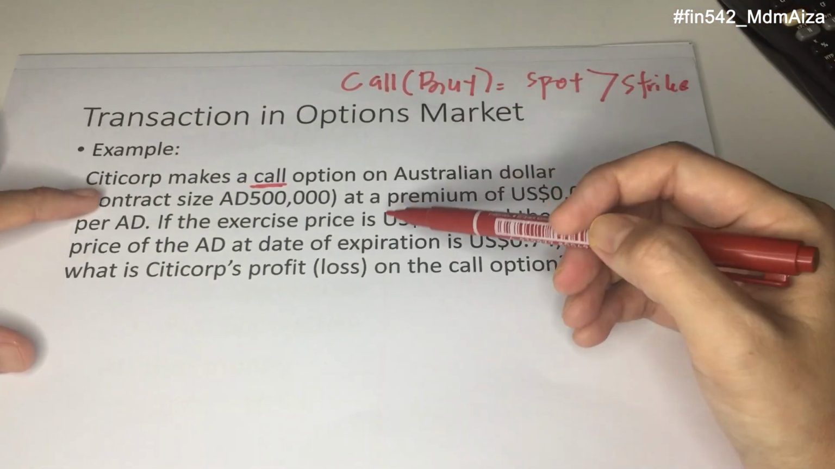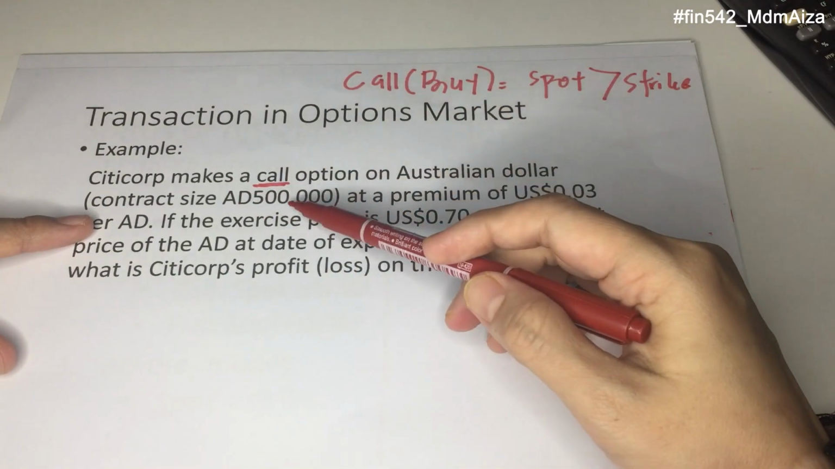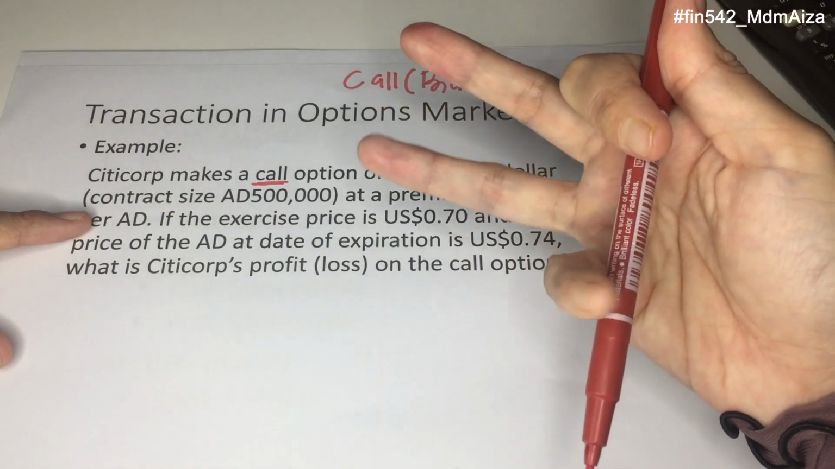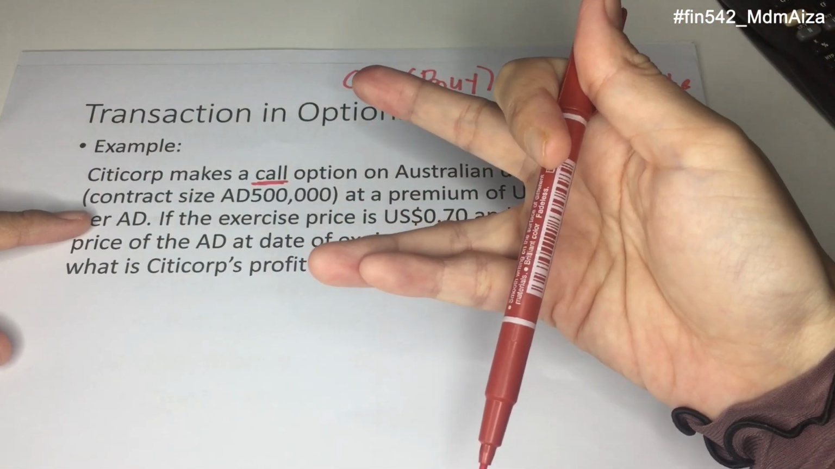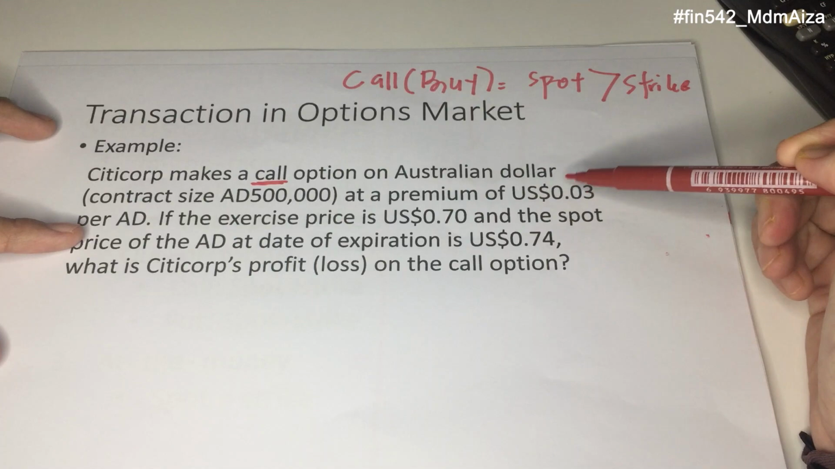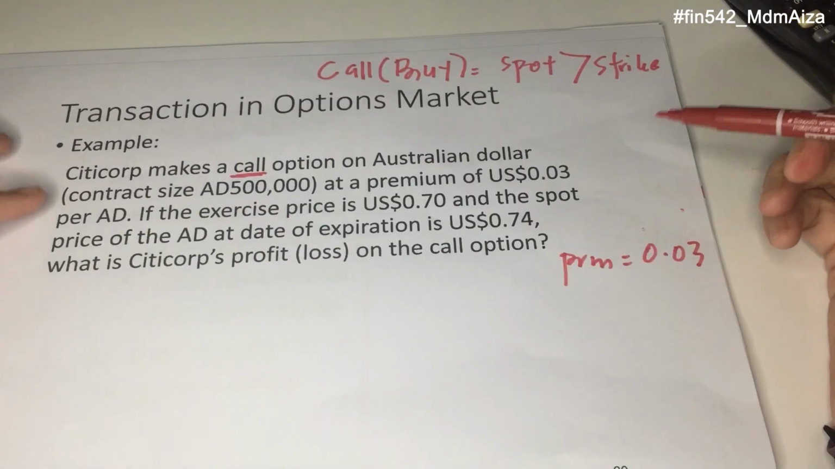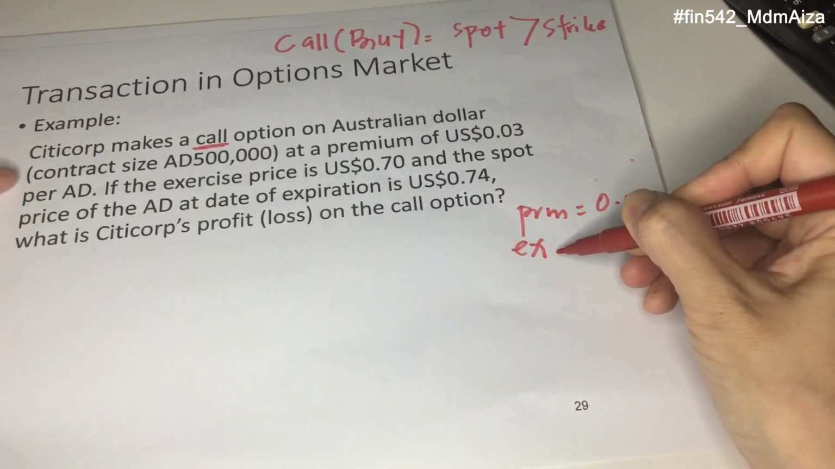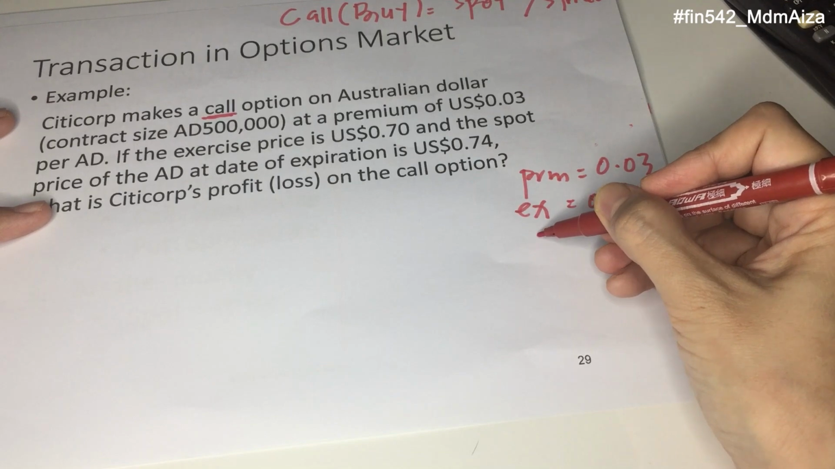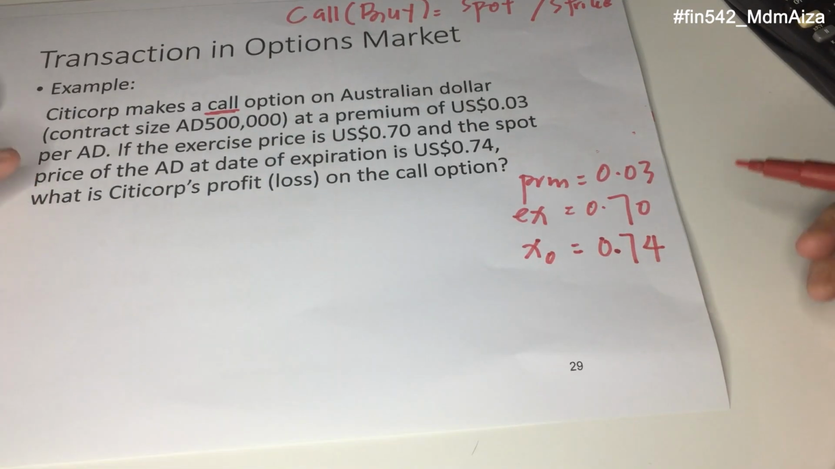Okay, so look at the question. Citicorp call option. They start with the Australian dollar. The contract value is 500,000. Just like I said before, you need to determine the three prices: the premium, which is the cost; the exercise price, or sometimes they use the strike price; and another one is the spot price, or sometimes they use the market price. Premium is 0.03, and we write premium 0.03. Exercise price is 0.70, and the spot price is 0.74.